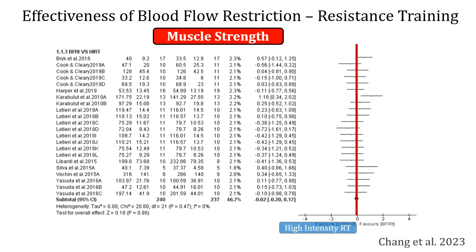And this is what I was alluding to earlier, where when you compare the low intensity BFR group to that of high intensity resistance training, the diamond falls almost directly on midline, suggesting that low intensity BFR is just as effective as high intensity resistance training when it comes to muscle strength.